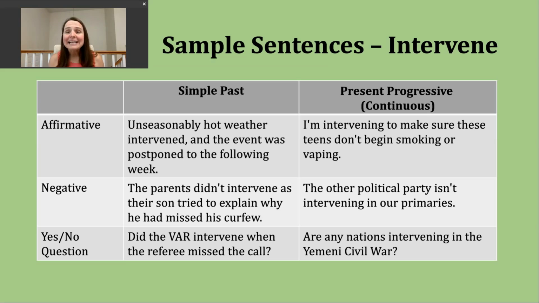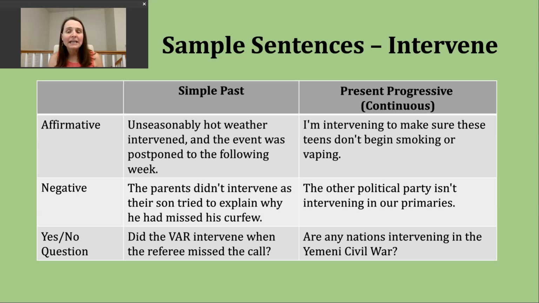If I want to make a negative present progressive sentence, my structure will be to start with my subject, and I'm going to use my form of be that matches, then I'll use not, and then the ing form of the verb. Here's another example. The other political party isn't intervening in our primaries. So this might, again, be thought of as sort of interrupting, obstructing might be another word that comes to mind with this, but kind of becoming involved in.